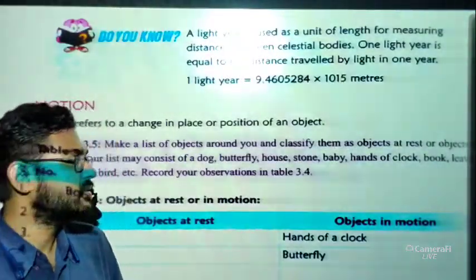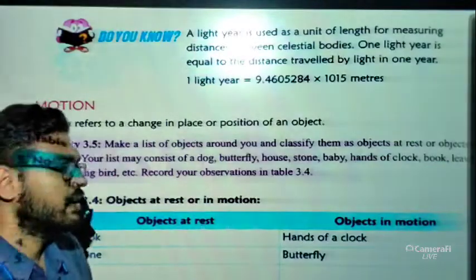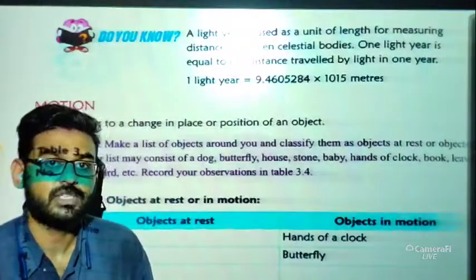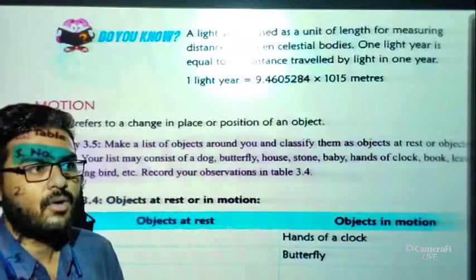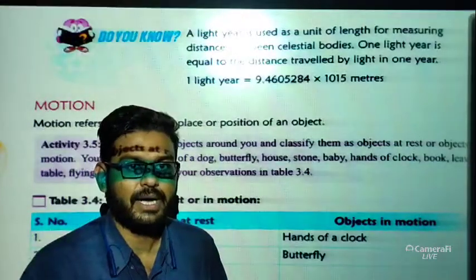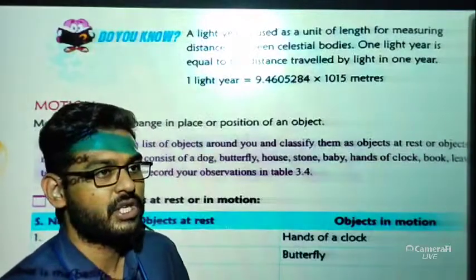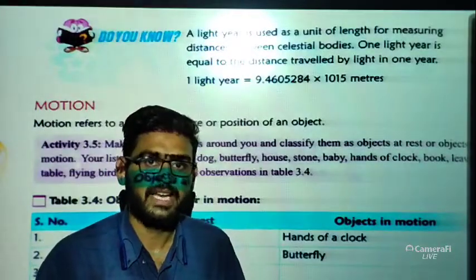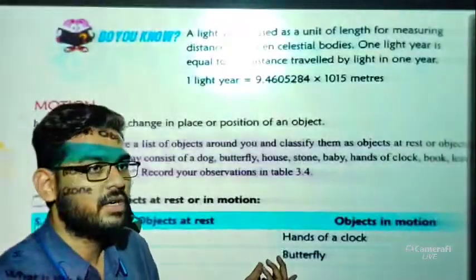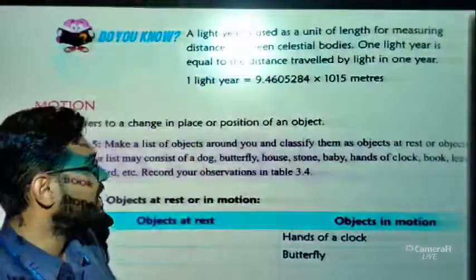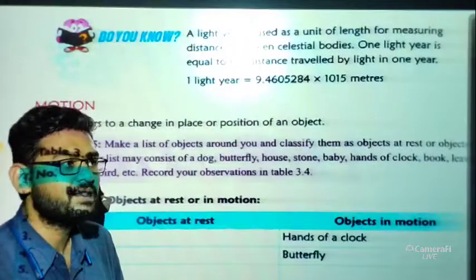So students, in our previous video lectures we have seen how to measure a curved line. How to measure a straight line is very easy, you can easily measure it with a measuring tape or a measuring scale, but the tricky part was to measure a curved line. We have already discussed that part in our previous classes.